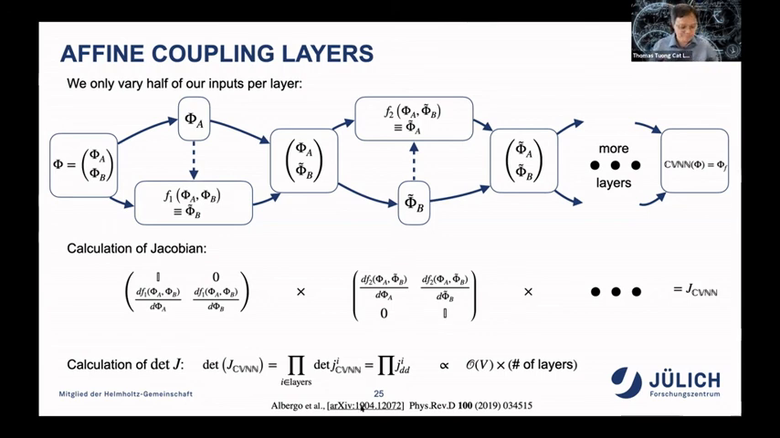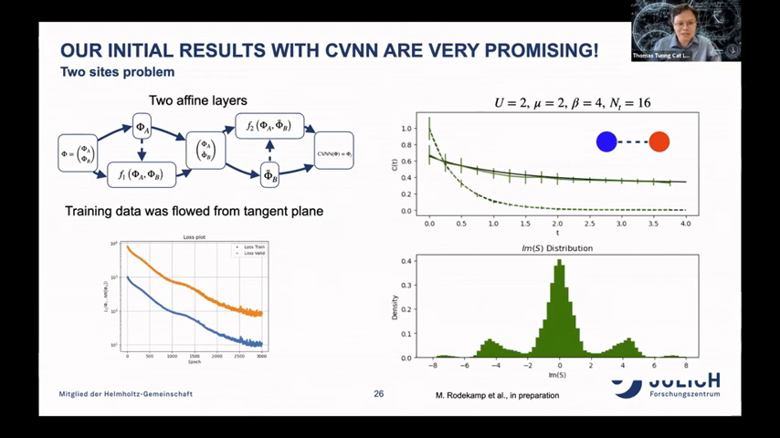And on the second to last slide, we tried this. We recently did this on the simplest problem, the two-site model. We had two affine layers that did this coupling in this manner here. We were able to train, and what we found was very promising. We were able to reproduce the exact correlators very well. And here is the distribution of the phase. We find these peaks that represent the various manifolds that we're trying to sample.